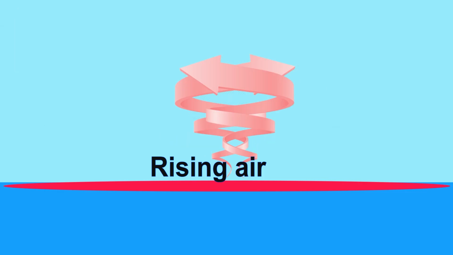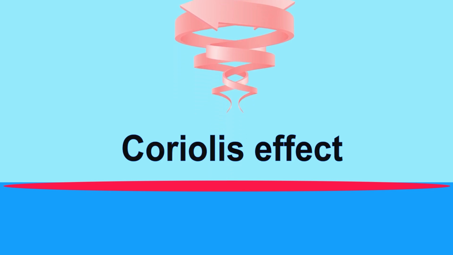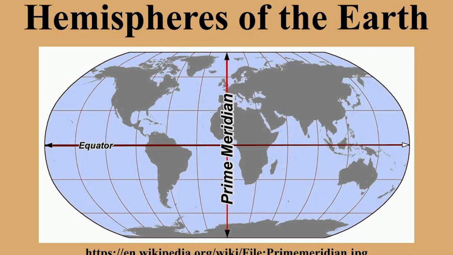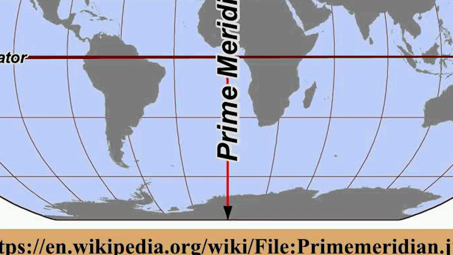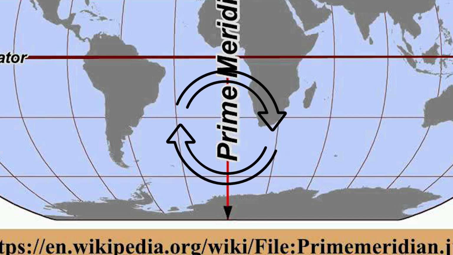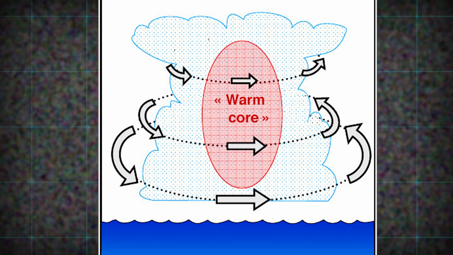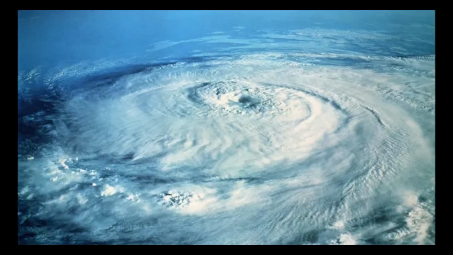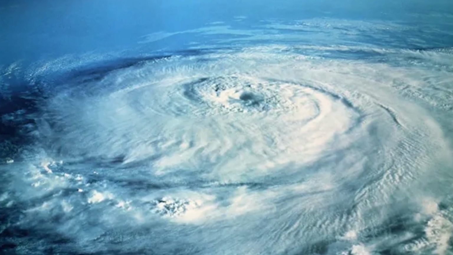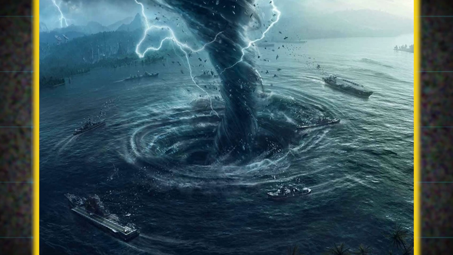The Earth's rotation causes the rising air to spin, a phenomenon known as the Coriolis effect. In the northern hemisphere, cyclones rotate counterclockwise, while in the southern hemisphere, they rotate clockwise. As the storm system grows, it can develop from a tropical depression to a tropical storm, and eventually, if conditions are favorable, into a full-fledged cyclone, also known as a hurricane or typhoon.